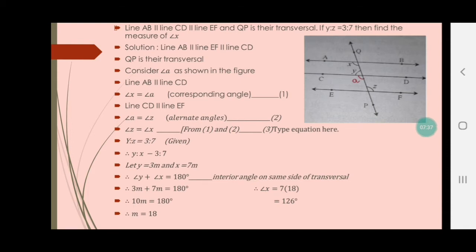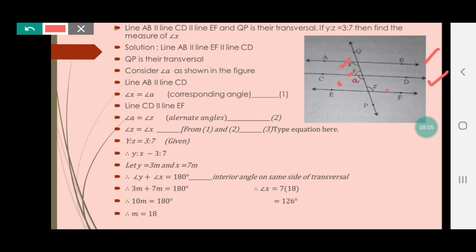Okay. So here the measure of angle x we have to find out. Here is angle x, right? What is given to us? Y is to z is equal to 3:7. This is given to us. Now we will consider one of the angles over here, that is angle A. This one. Okay. Now here AB is parallel to CD and this QR is the transversal.